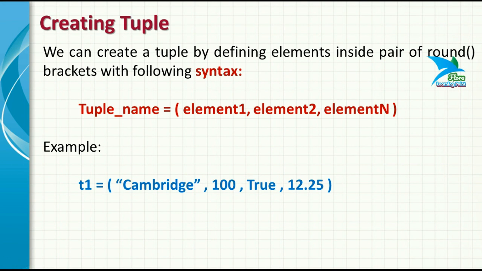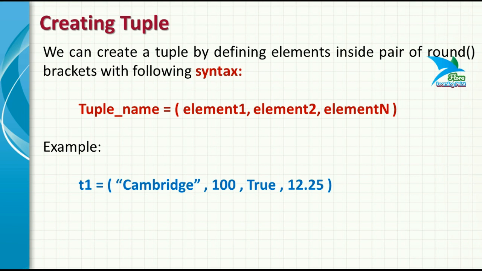Next we will discuss how to create a tuple in Python. We can create a tuple by defining elements inside a pair of round brackets with the following syntax. To make a tuple, we define the elements inside the round brackets, and the system will automatically assign the index to each element starting from 0. Here is an example of a tuple: t1 is the name of the tuple, and the elements are Cambridge, 100, true, 12.25.